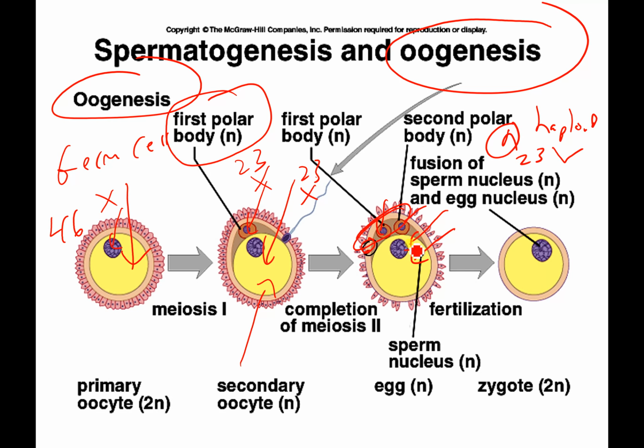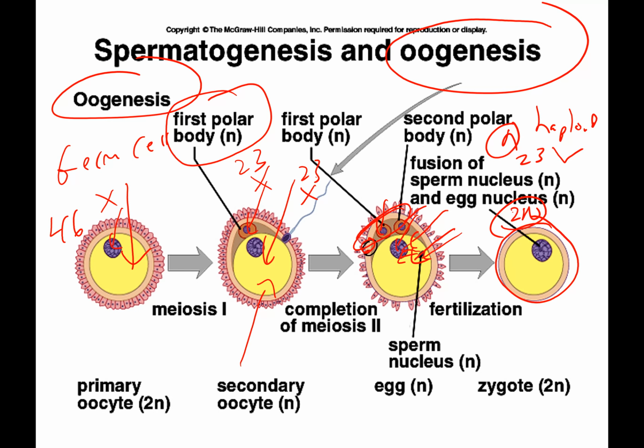The sperm nucleus fuses with it, and we end up with a zygote. It got an N nucleus from the sperm. It got an N nucleus from the egg. So that nucleus is now a diploid nucleus inside the zygote.